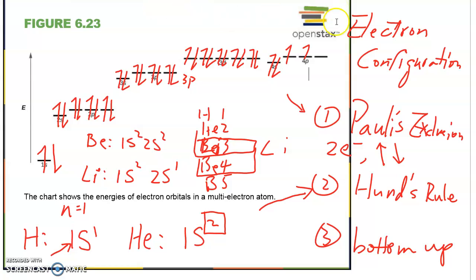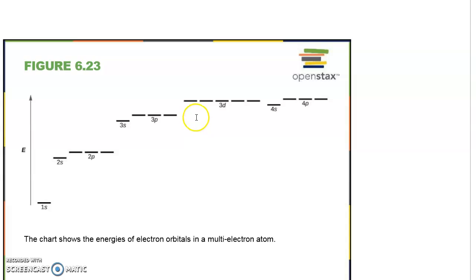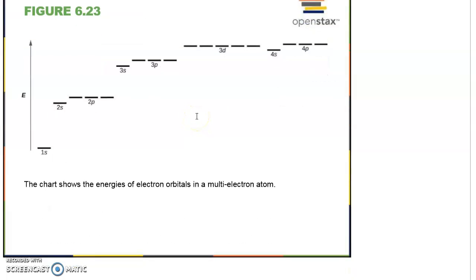Okay, so let's do an exercise with a little bit higher number. All right, so how about let's do number 10, neon, and let's do number 11, sodium. Okay, so if I have 10 electrons, how do I do it? It must be coming from the bottom. So I do 1, 2, 3, 4, 5, 6, 7, 8, 9, 10.